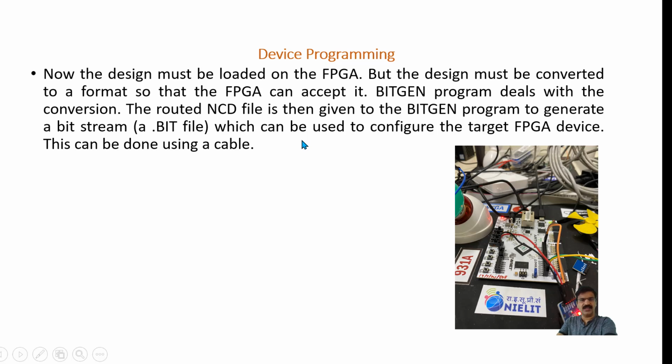After that you have another program called the BitGen program. You run that. Now the design can be loaded onto the FPGA after this. A .bit file will be generated, but the design must be converted to a format that the FPGA can accept. The BitGen program deals with this conversion. The routed NCD file, that is from the place and route stage, is given to the BitGen program to generate a bitstream .bit file that can be used to configure the target FPGA device, which can be done using a cable. I will show you a demo of that in the next lecture.